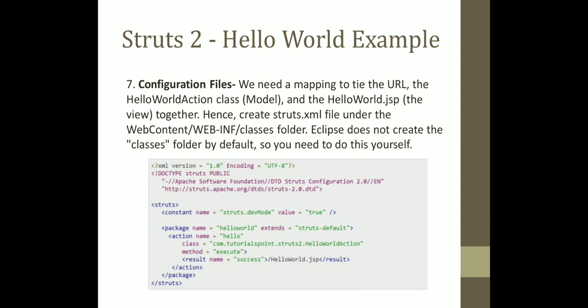Then configuration files, this is the main thing. So we need a mapping to tie the URL, the HelloWorldAction class of the model, and the helloworld.jsp, that is the view. Okay, you have to listen to this carefully and keep it in your mind: the HelloWorldAction class is the model part, and helloworld.jsp, that is the view part, will be shown to the user. Hence create the struts.xml file under the WebContent/WEB-INF/classes folder.